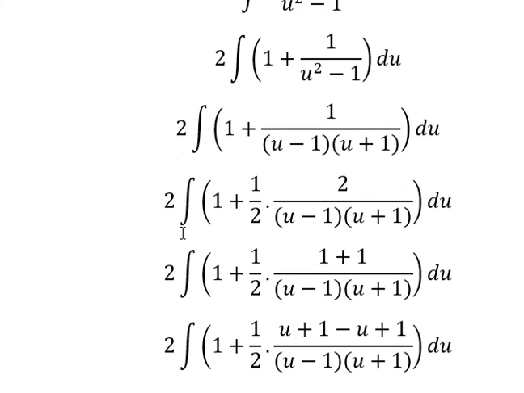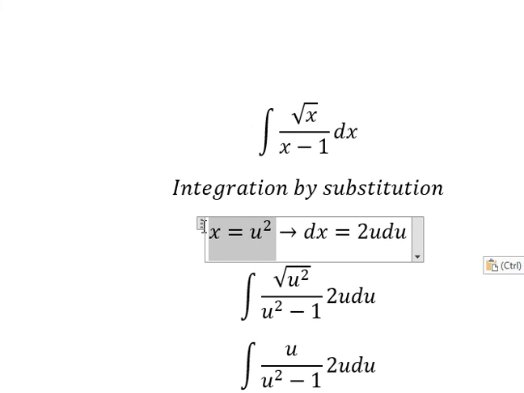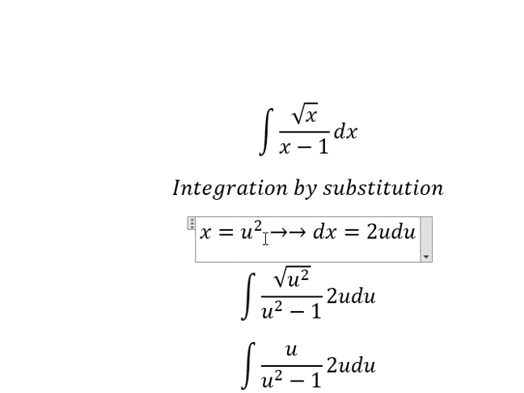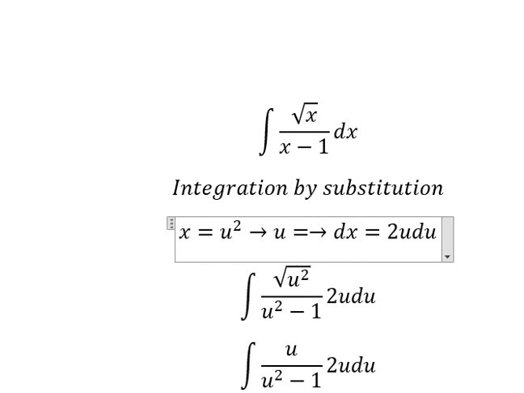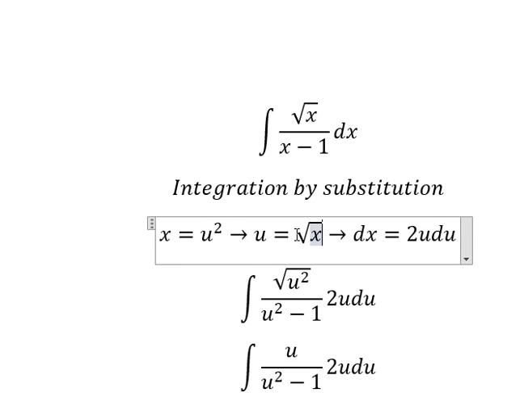About u, that is this one. So we put the square root on both sides. So you get u equals the square root of s. So we put this one to replace u.